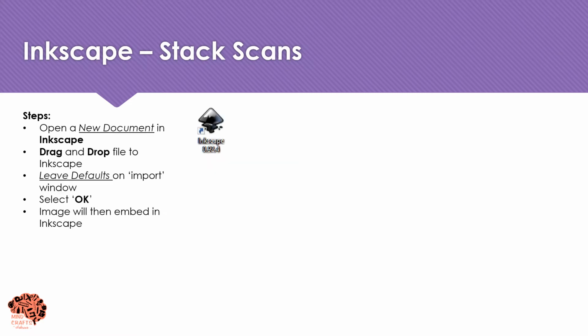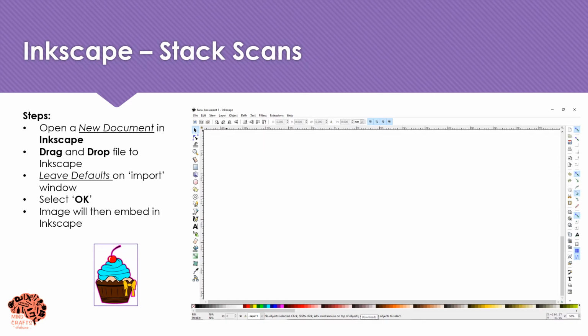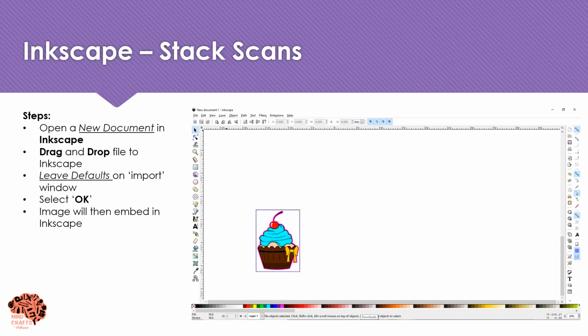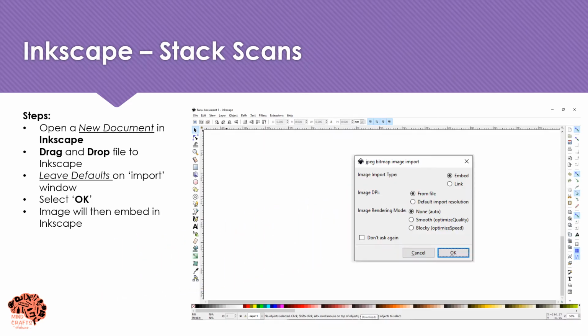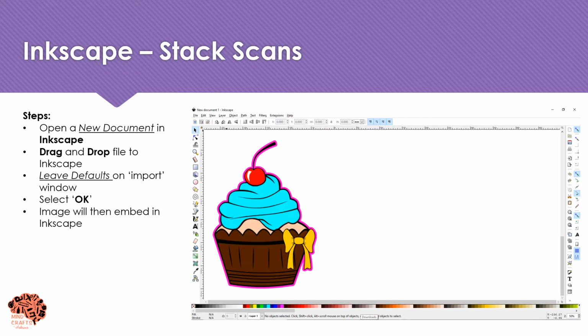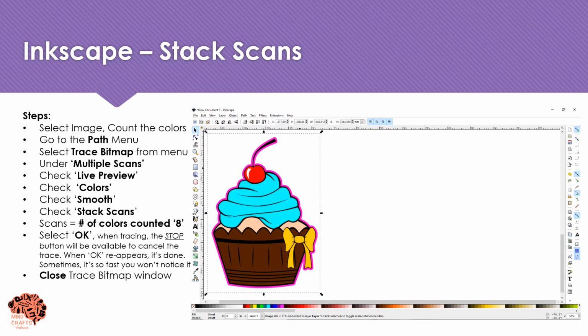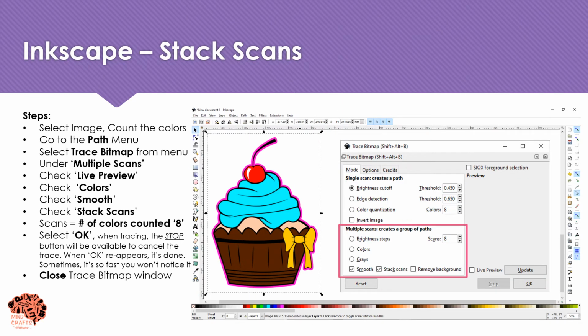Now that we have our image, we'll open a new document in Inkscape and we'll drag and drop that file to import it. We'll leave the defaults on the import window and select OK, and then our image will be embedded into Inkscape. Now that our image is embedded, I'm going to click on my image and I want to count how many colors I have. I have 8 different colors in this image. So I'm going to go to Path and select Trace Bitmap.